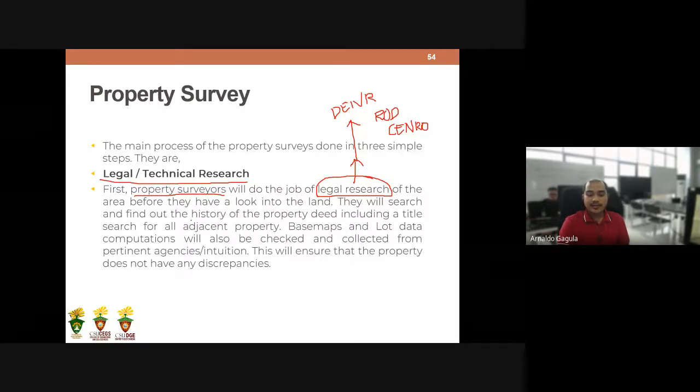So, they will search and find out the history of the property deed, including a title search. Title search, so sa ROD ka na, and all the adjacent property. Siyempre, dili lang necessary nga kung itong specific na lot ay i-survey, i-research. Dapat, imo i-research ang adjoining niyang lots, para ma-check mo ang iyang boundaries kung sakto ba. Next is base maps and lot data computations. Ang lot data computations, kung natawag na ito ng LDC, ma-research na siya sa DENR.